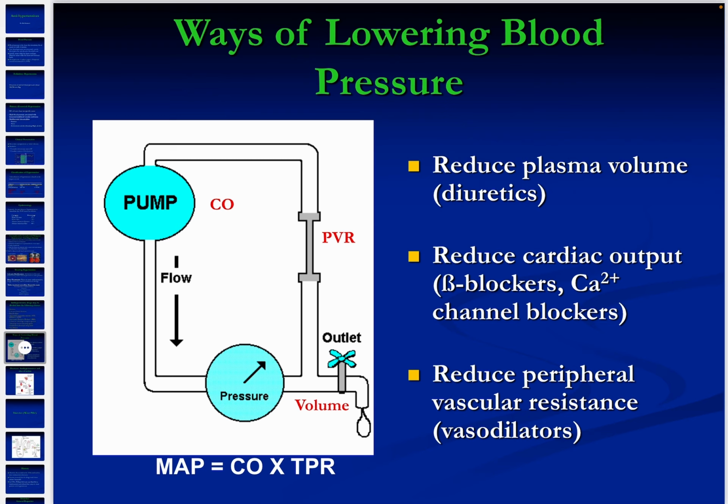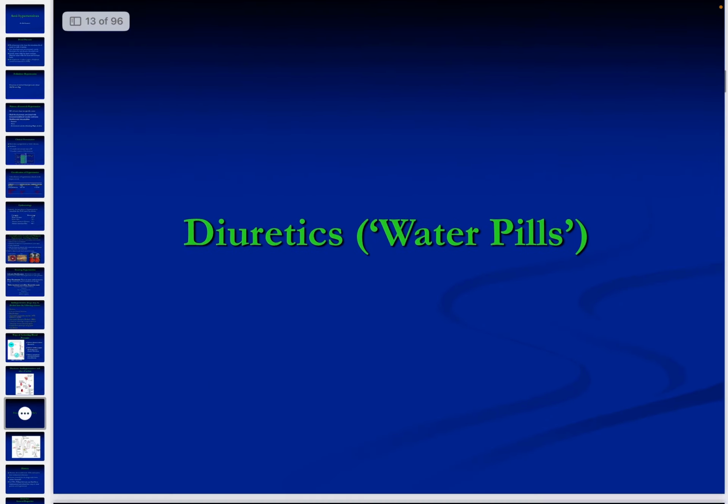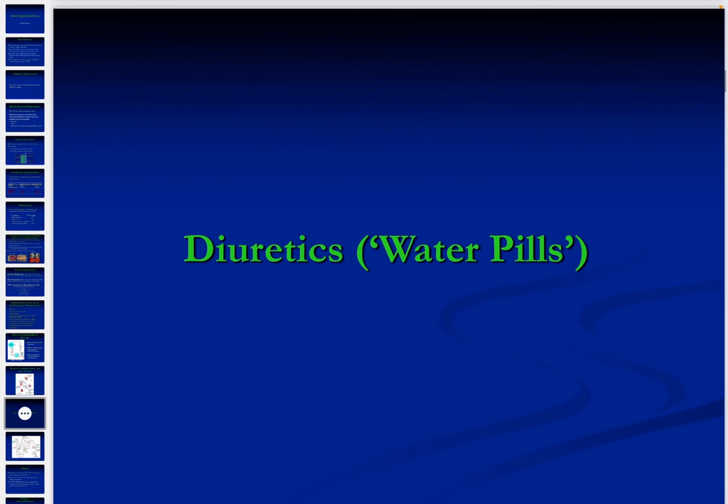Or if we reduce peripheral vascular resistance with the use of vasodilators. Another thing we can do is reduce the plasma volume. We know if we have a higher volume of blood within the same size compartment of that blood vessel, it's going to put more pressure on the walls of that blood vessel. So the use of diuretics is actually one of the first treatments we try with our hypertensive patients.